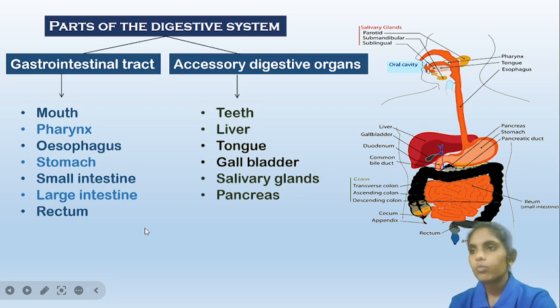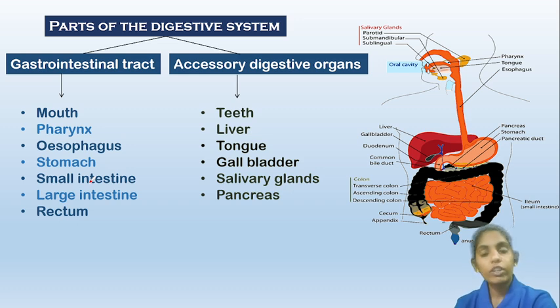You know that the digestive system is divided into two parts: the gastrointestinal tract and the accessory digestive organs. The gastrointestinal tract is the one in which the digestion of the food takes place, whereas the accessory digestive organs will support the digestion process.